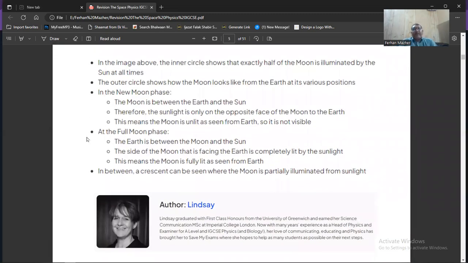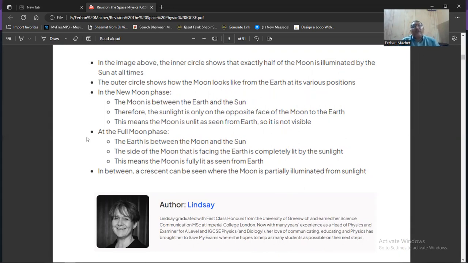In the image above, the inner circle shows that exactly half of the moon is illuminated by the sun at all times. The outer circle shows how the moon looks from the Earth at its various positions. In the new moon phase, the moon is between Earth and the sun. Therefore, the sunlight is only on the opposite face of the moon to the Earth. This means the moon is unlit as seen from Earth, so it is not visible.